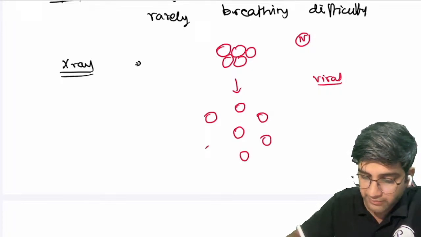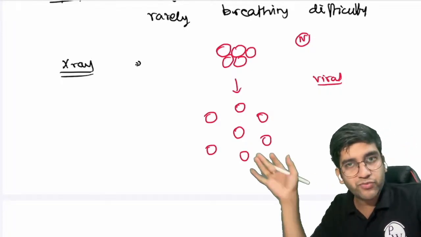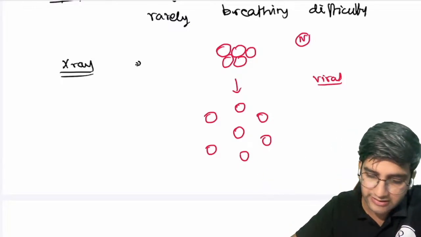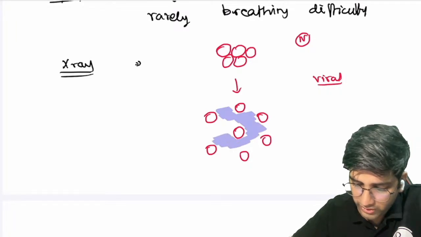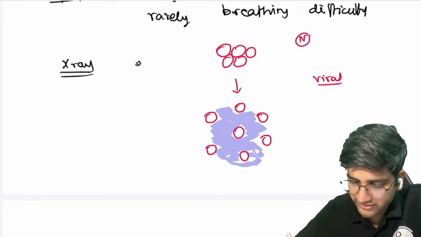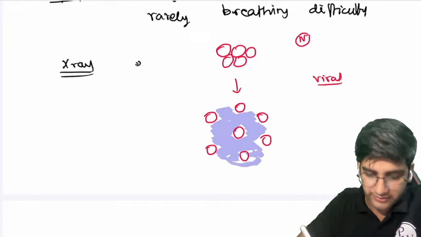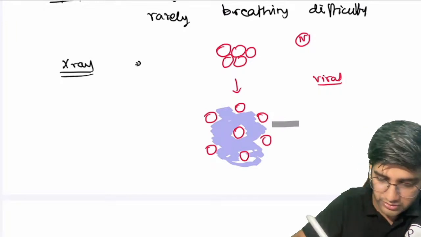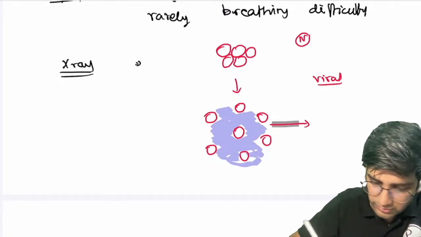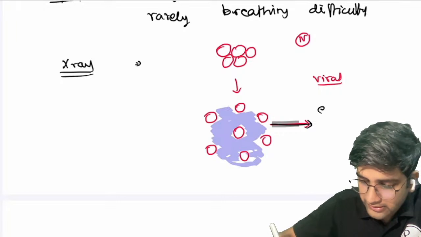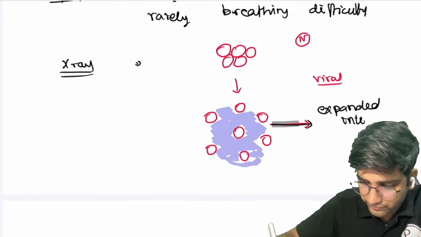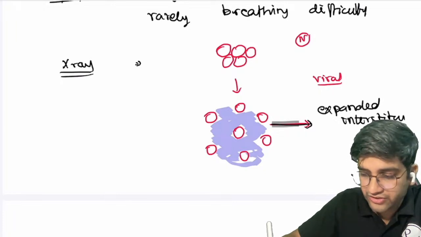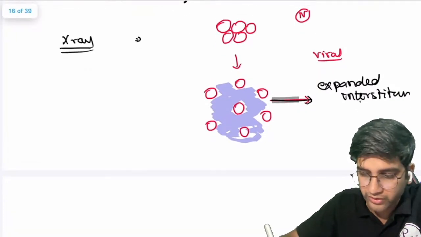My interstitium is becoming bigger, expanded because of lots and lots of lymphocytes inside. Let's just assume it becomes like this. Can I draw like this? The blue color here is nothing but the interstitium expanding. So this is what happens in viral pneumonia: you have an expanded interstitium. The ideal reason for this expanded interstitium is just lymphocytes.